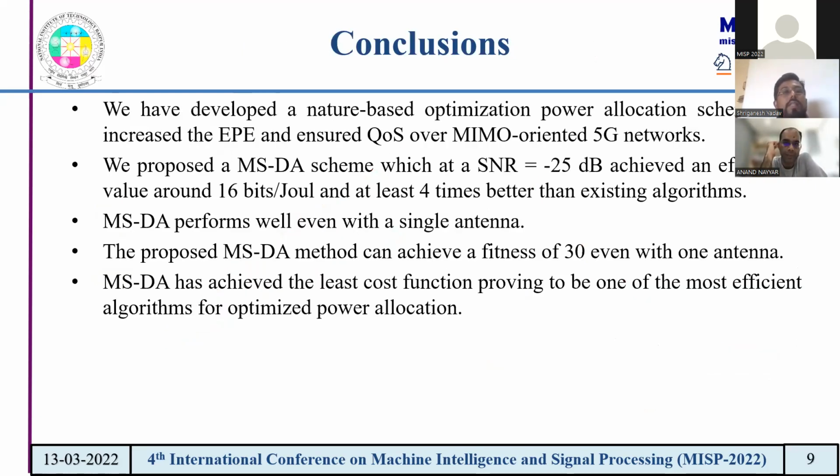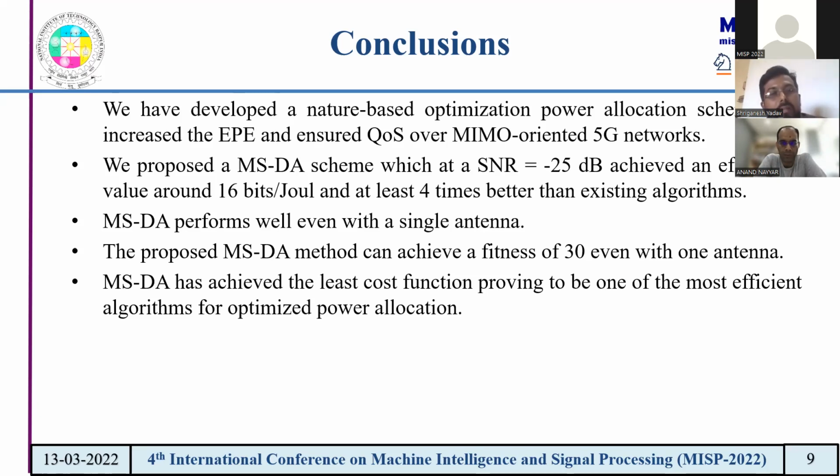So my conclusion here is we are trying to develop a nature-based optimization power allocation scheme that increases EE, energy efficiency, and ensures the quality of service over a multiple input, multiple output oriented 5G network. We propose the MSDA scheme, which at SNR of minus 20 dB achieves an efficiency value of around 16 bits per joule, at least 4 times better than the existing algorithms.